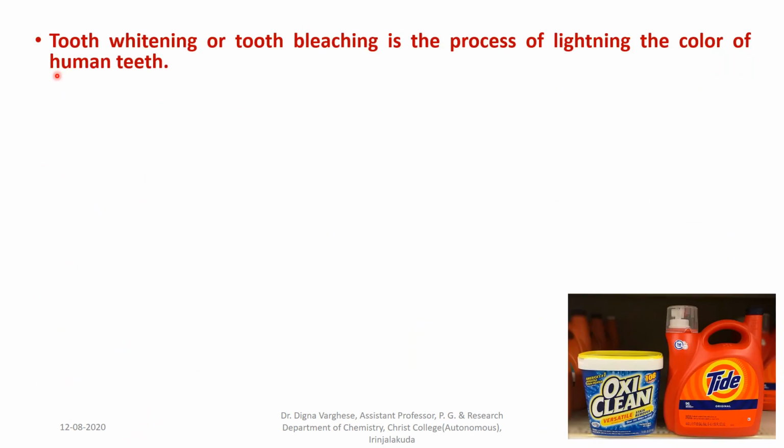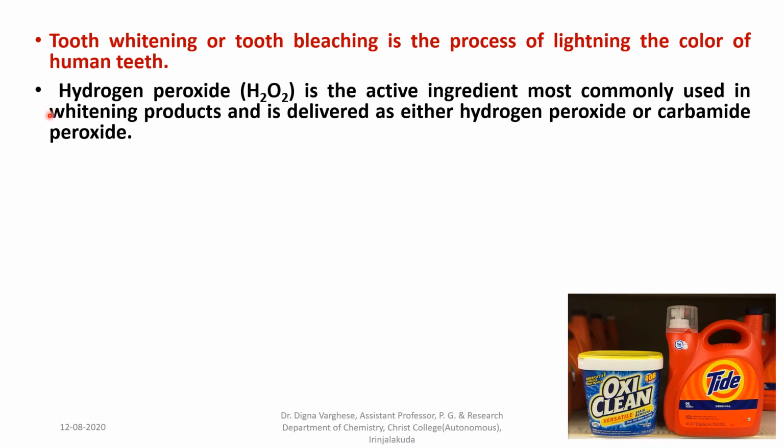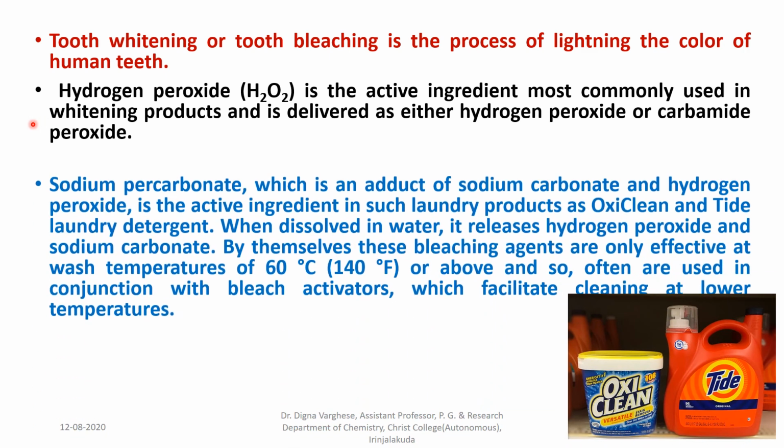Tooth whitening or tooth bleaching is the process of lightening the color of human teeth, and hydrogen peroxide is the active ingredient most commonly used in whitening products and is delivered as either hydrogen peroxide or carbamide peroxide.